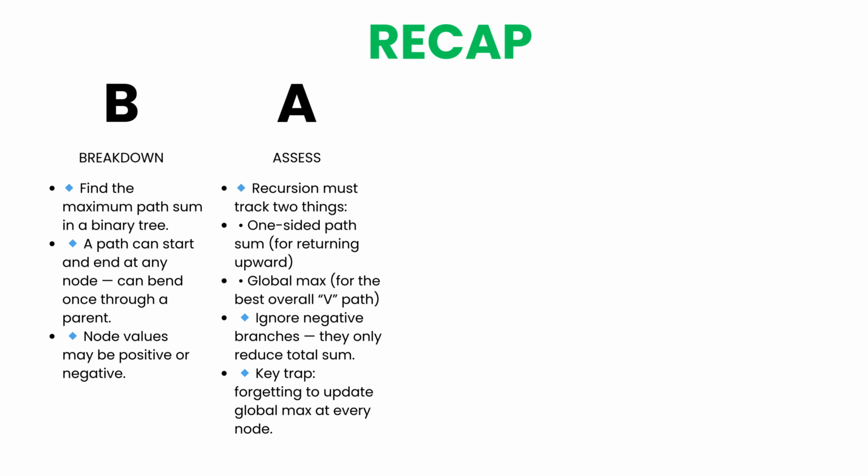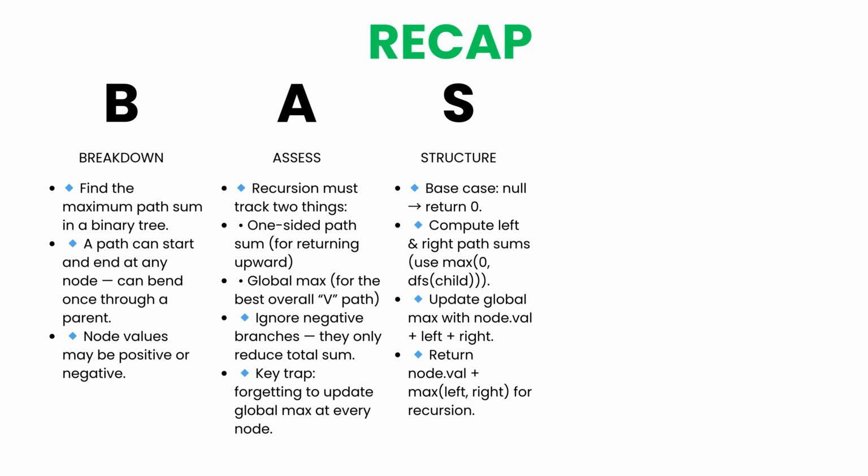1. Each recursion returns a single-sided best path to its parent, and 2. At every node we also consider a V-shaped path using both children to potentially update a global best. Handling negatives by zeroing them out prevents bad branches from dragging down the sum. Our plan. Postorder DFS. For each node, compute the best gain from left and right, never below 0. Consider the full bend through sum at the node to update a global maximum, and return the node's value plus the larger single-sided gain to the parent.